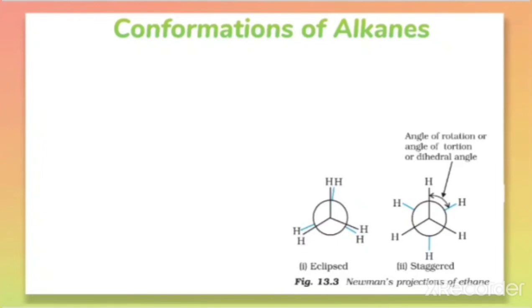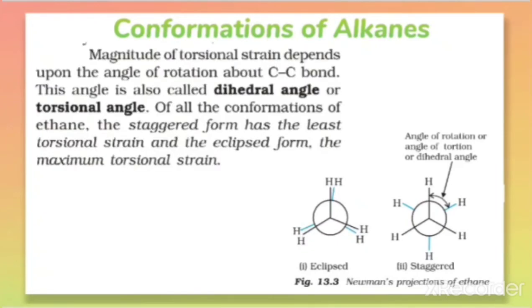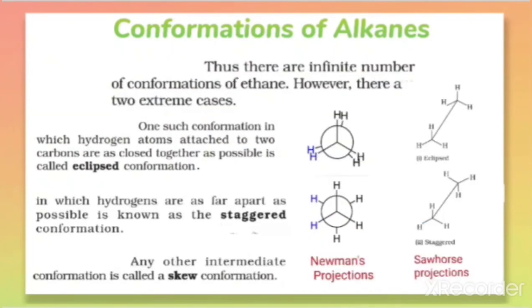From this, we can conclude that the magnitude of the strain depends upon the angle of rotation about the CC bond. This angle is called the dihedral angle, and of all the conformations of ethane, the staggered form has the least torsional strain and the eclipsed form has the maximum torsional strain. Therefore, the stability depends upon the strain. So we have learnt about the conformations of alkanes, the two extreme cases, eclipsed and staggered, and the intermediates are called skew conformations.